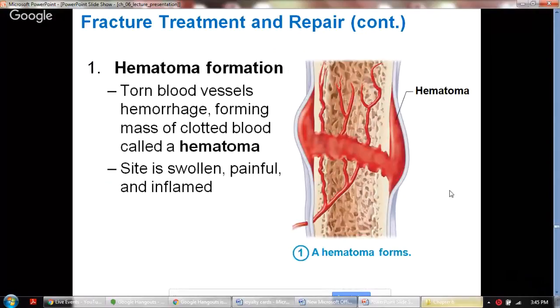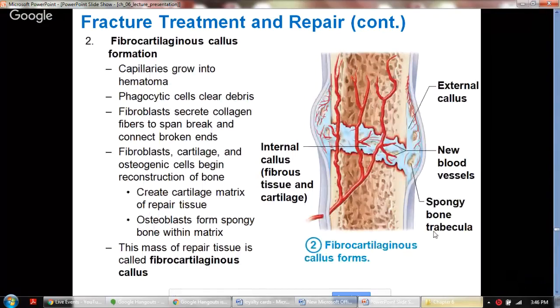When you have a fracture, the blood supply to that area is disrupted, and from the torn blood vessels, the blood seeps out. It forms a hematoma. And due to the release of chemicals and the hematoma formation, the site is now swollen, painful, and inflamed. Next, capillaries start to grow into the hematoma from the surrounding blood vessels.